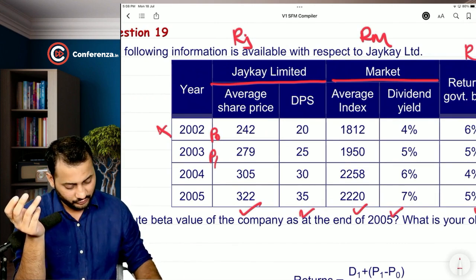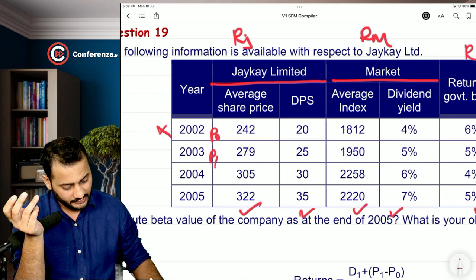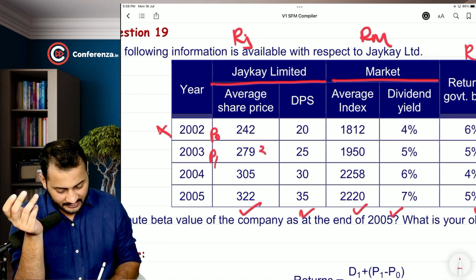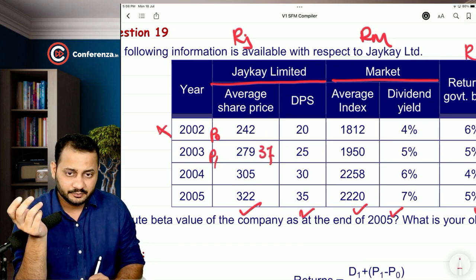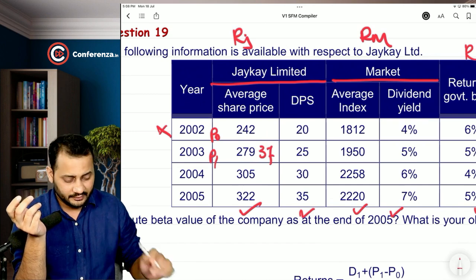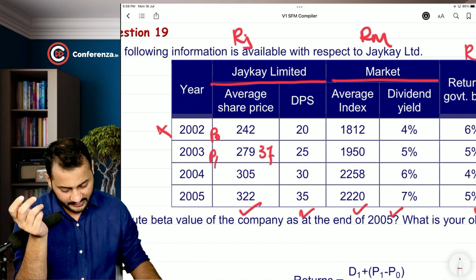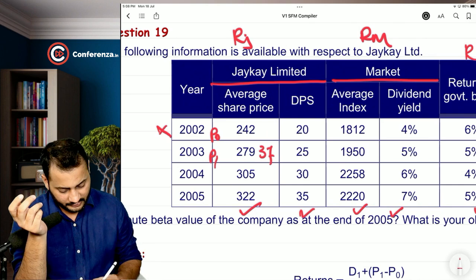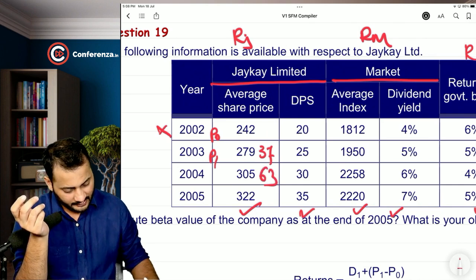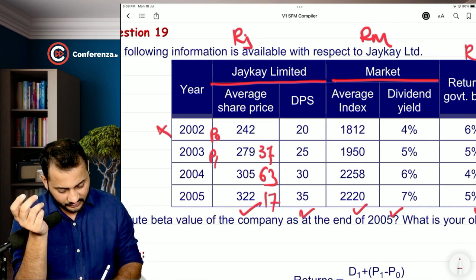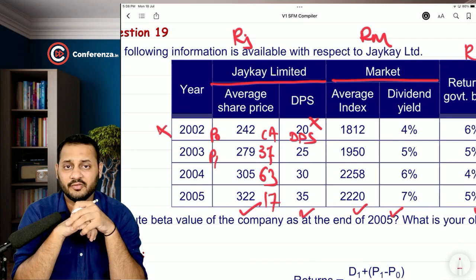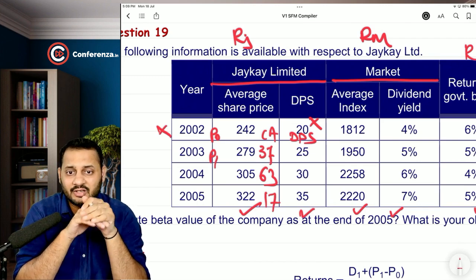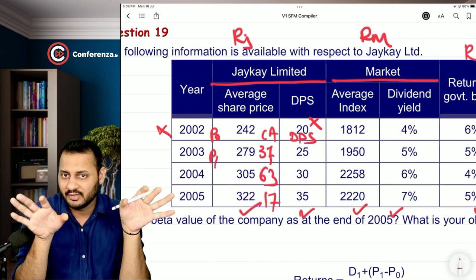279 minus 242, that's 37 rupees of capital appreciation. Then 305 minus 242, 63. And 322 minus 305, 17. So this is our capital appreciation. This is going to be the dividend per share. You will have to ignore the first dividend per share as we are not calculating any return for that year.